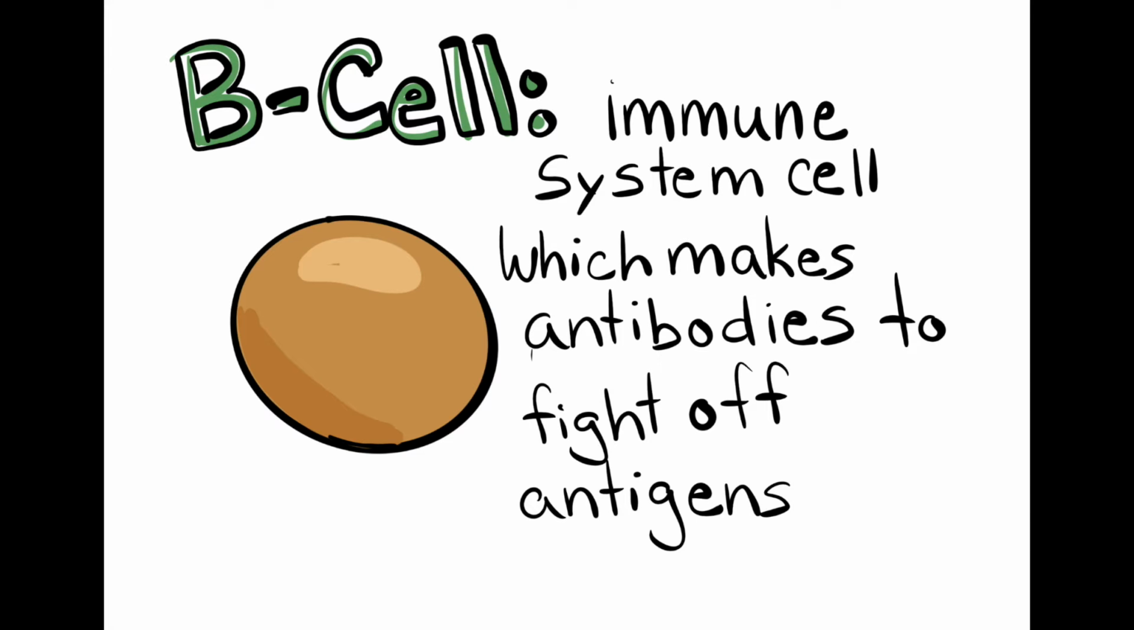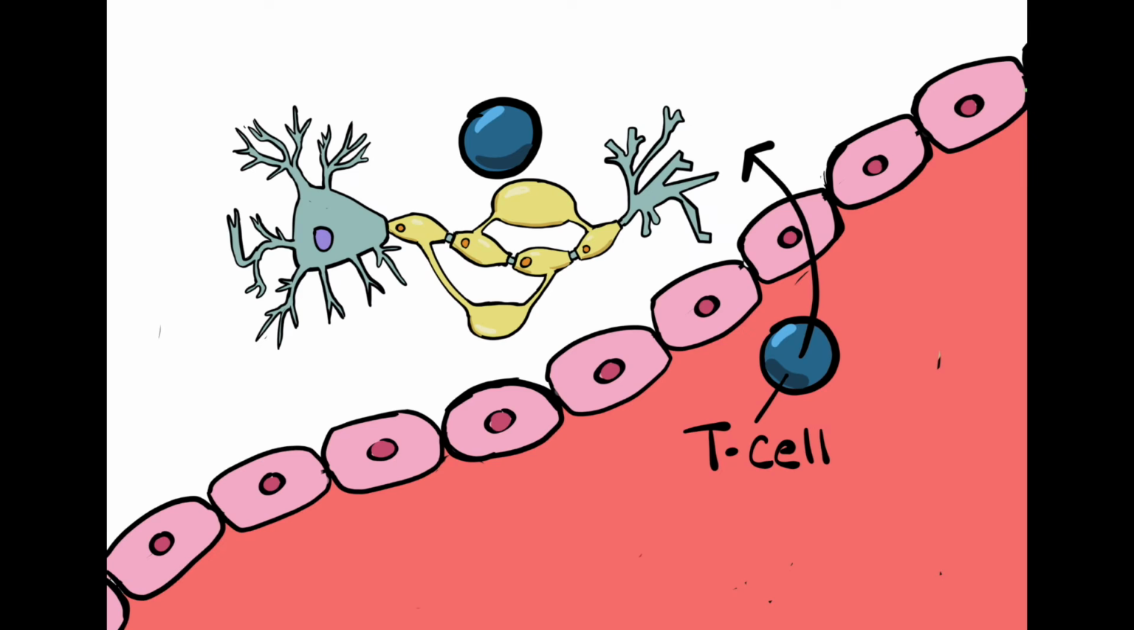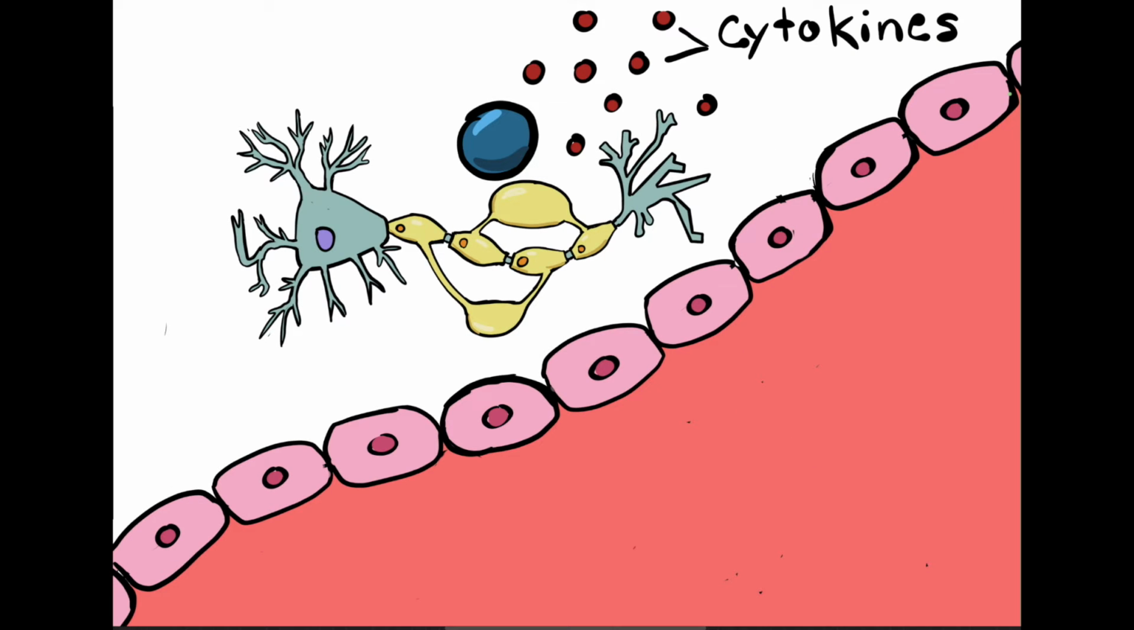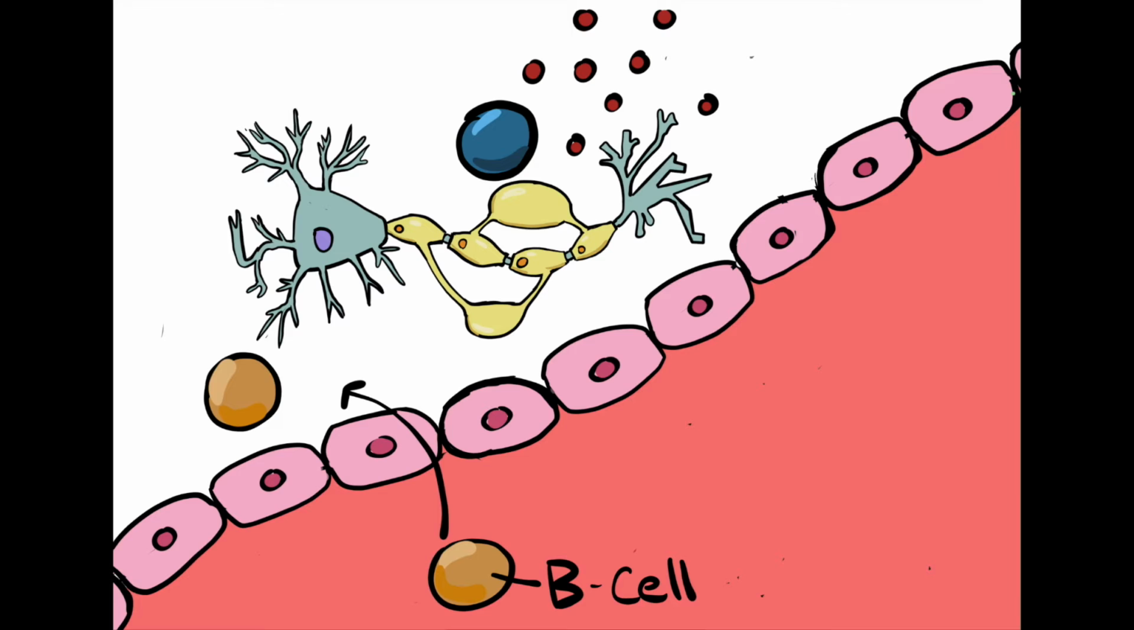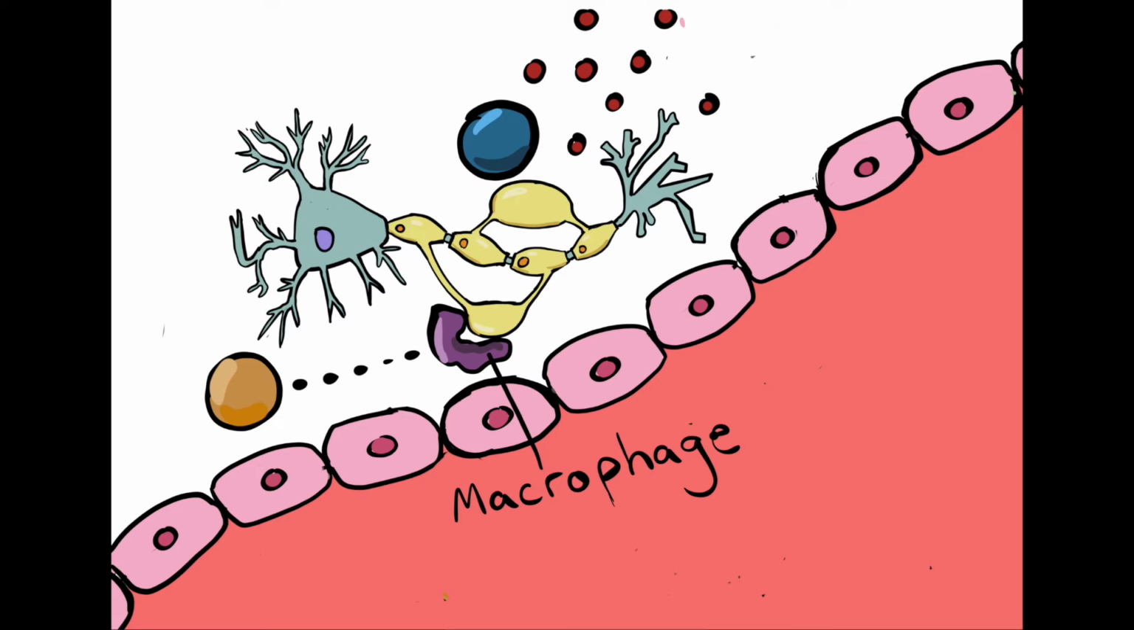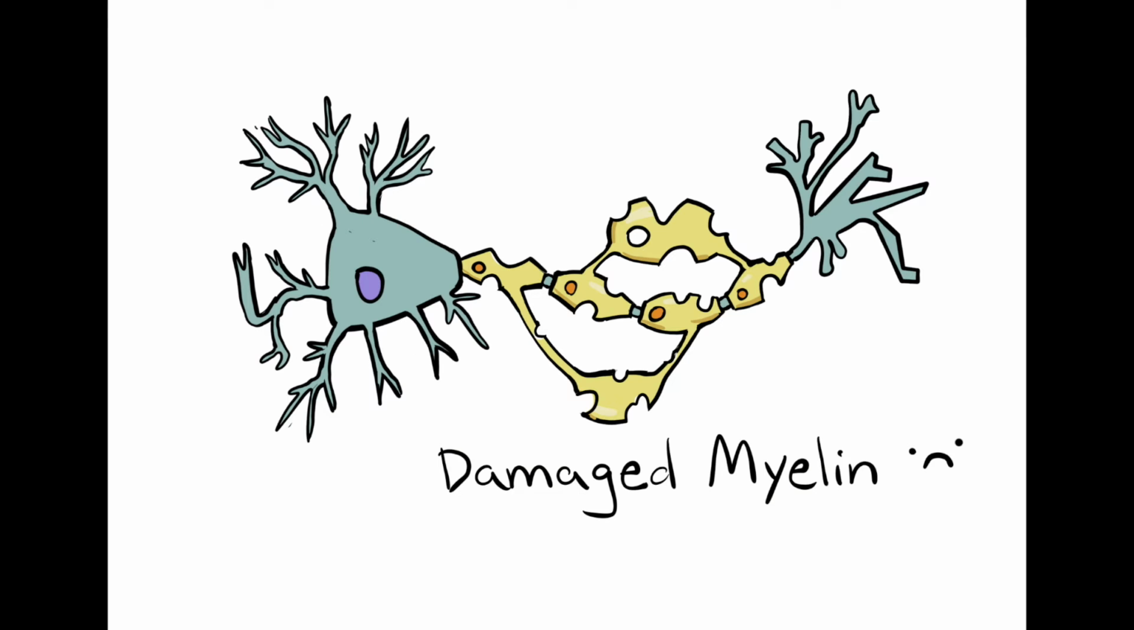For unknown reasons, activated T cells enter the blood-brain barrier, and cytotoxic or killer T cells target oligodendrocyte cells. By releasing cytokines, T cells cause damage and activate the B cells. B cells produce antibodies which target the oligodendrocytes and cause macrophages to further destroy the oligodendrocytes.